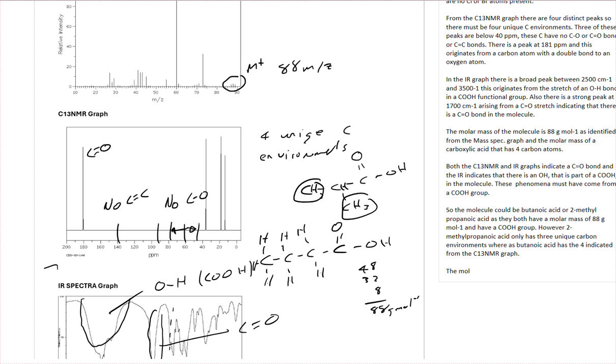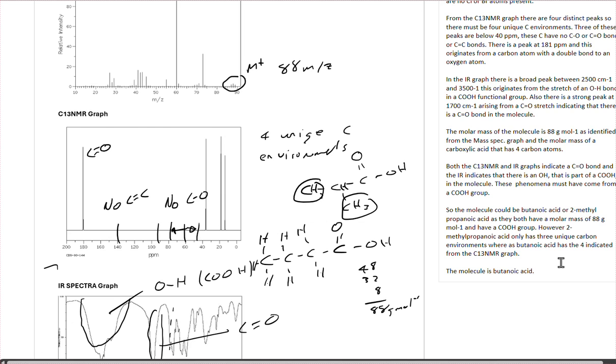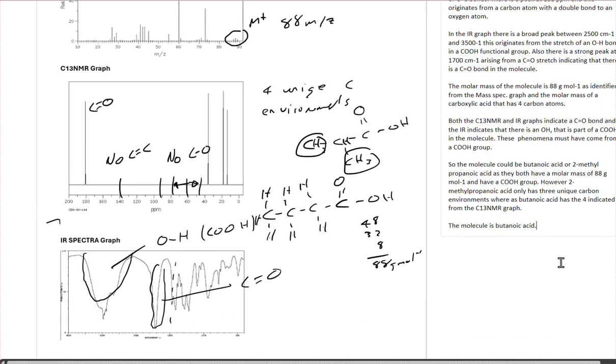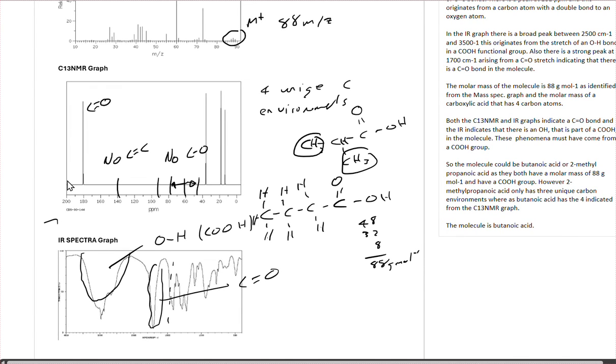The molecule is butanoic acid. Okay, so let's just check that we've done this all right. Both the carbon-13 and IR graphs indicate a carbon-oxygen double bond. Check, because we've got this sharp C=O peak in the IR, and we've got the peak all the way to the left in the NMR graph. The big broad peak means that there is a carboxylic acid, because that only comes about from an OH stretch that is part of the carboxylic acid.